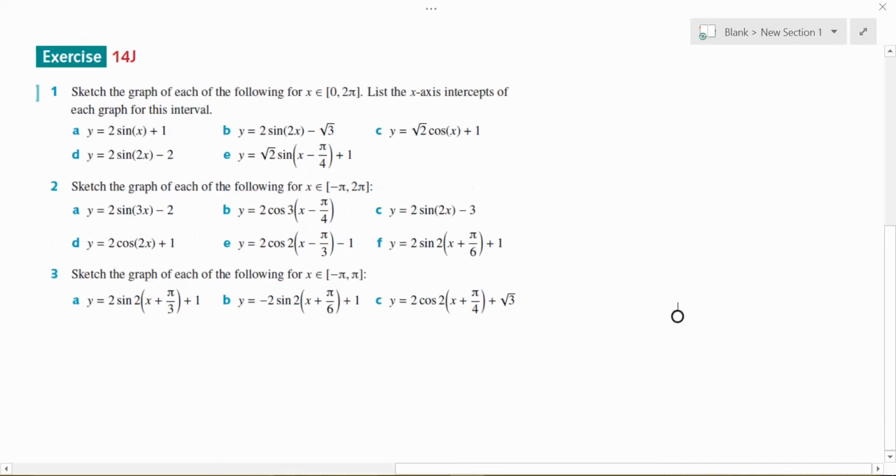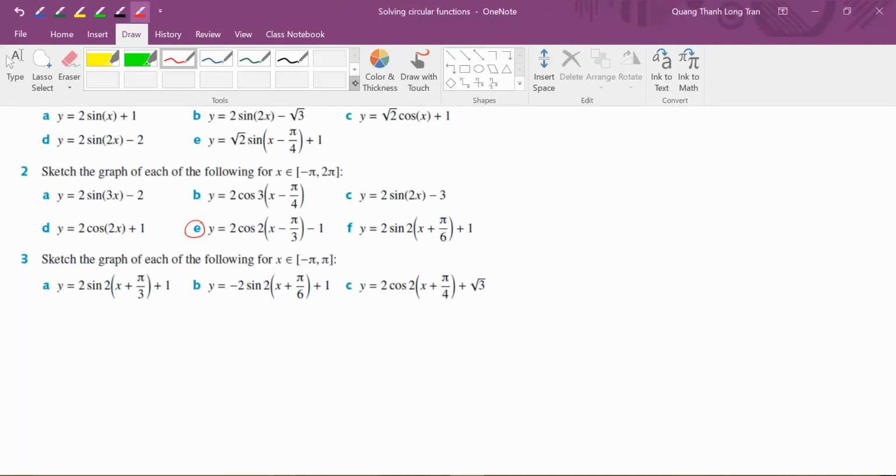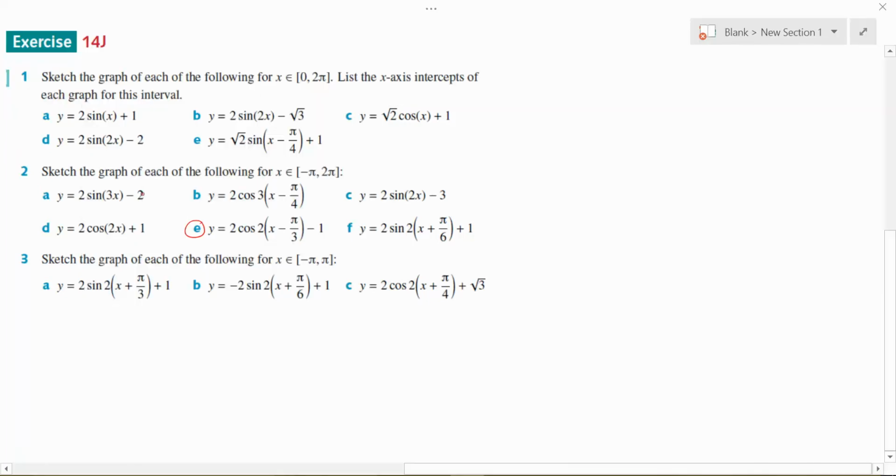Here we go. Let's have a 14J. I'm going to do something that has everything all together. This one doesn't have a left to right. I'll do this one, E. Yeah, E has them all. So I'll do E. Okay? Let's do E together. Here we go, 2E has everything together.